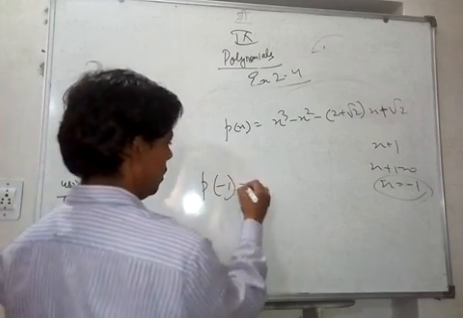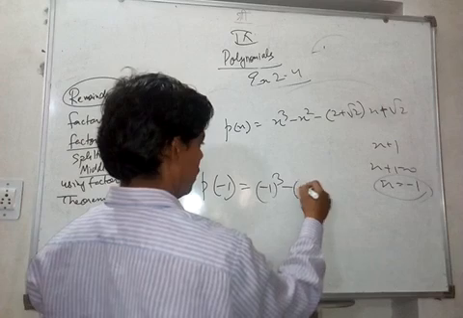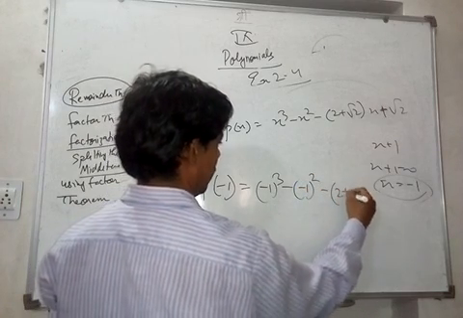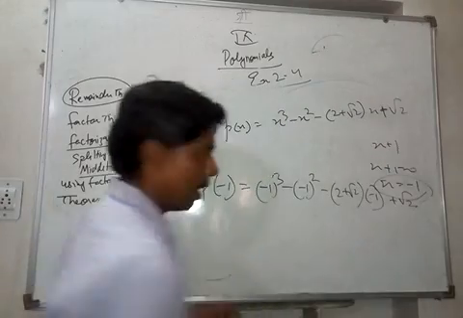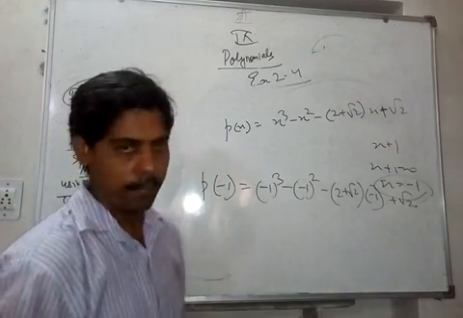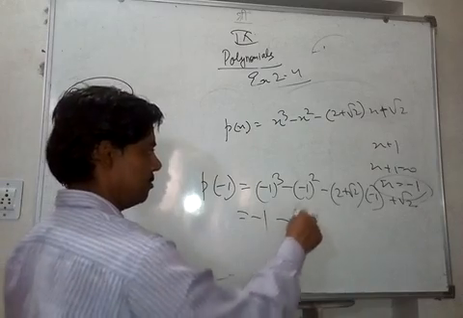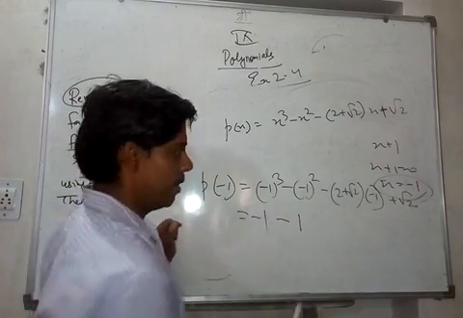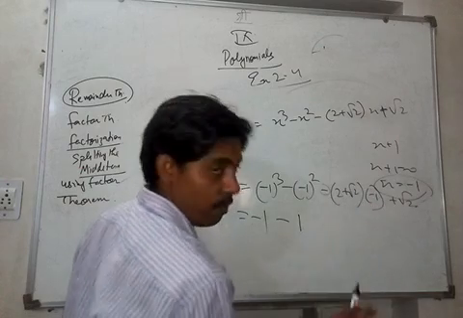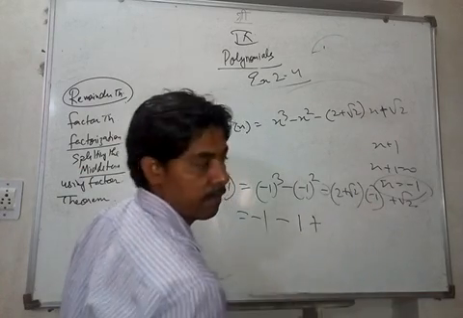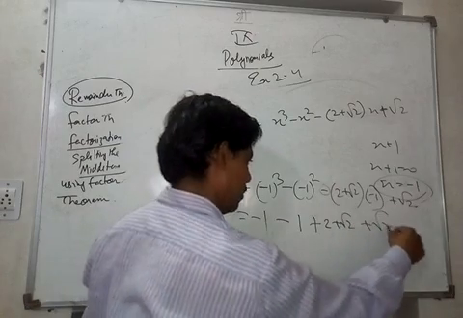P of minus 1, and P of minus 1 you write from here: minus 1 cube minus minus 1 square minus 2 plus root 2 into minus 1 plus root 2. Now see this calculation very carefully. Minus 1 cube is minus 1, minus 1 square is 1, and this minus and this minus I am multiplying before to make it plus: minus minus plus, 2 plus root 2 plus root 2.